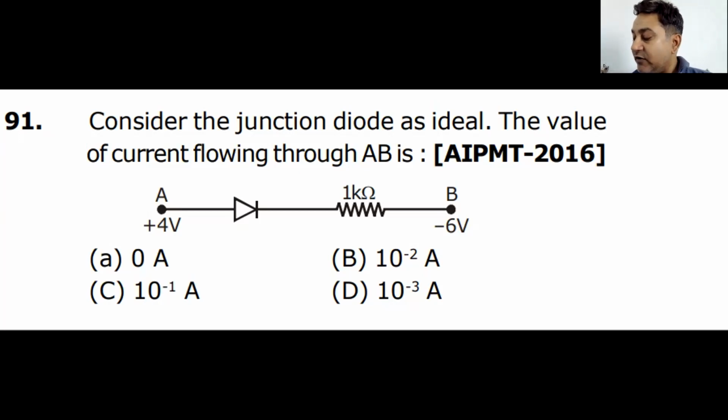Consider the junction diode as ideal. The value of current flowing through the part AB is how much? Question number 91, one of the last questions in this series. Will the diode conduct or not? Is the diode forward biased or reverse biased? Forward bias, so it will conduct. Just find out the potential difference and divide it by the resistance. What is the answer? 10 to the power of -2.